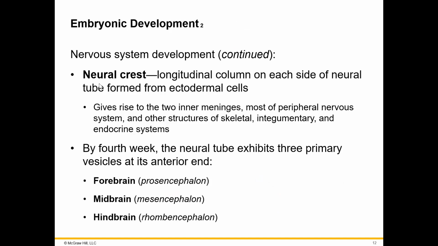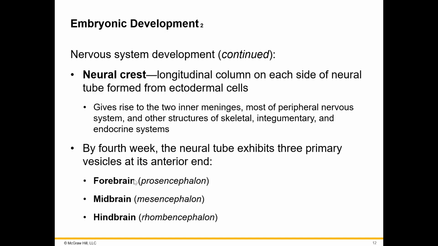So you have the neural crest. The neural crest is a longitudinal column on each side of the neural tube that is formed from ectodermal cells. It gives rise to the two inner meninges, most of the peripheral nervous system, and other structures of the skeletal, integumentary, and endocrine systems. By the 4th week, the neural tube exhibits 3 primary vesicles at its anterior end.